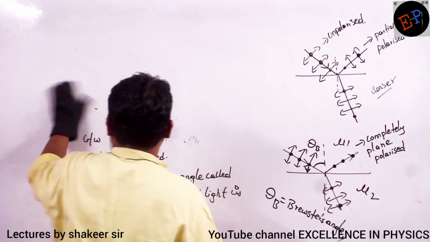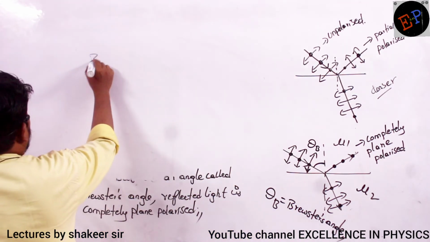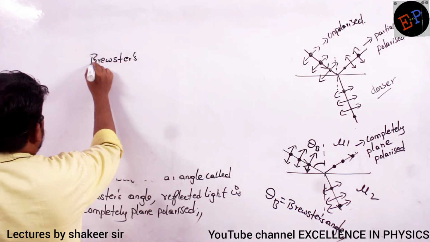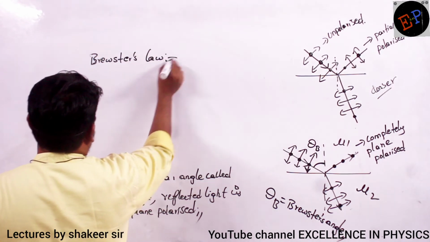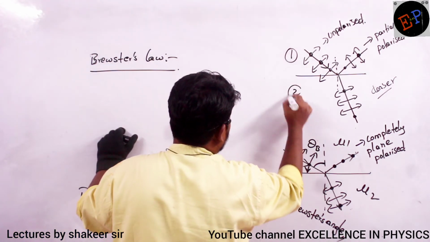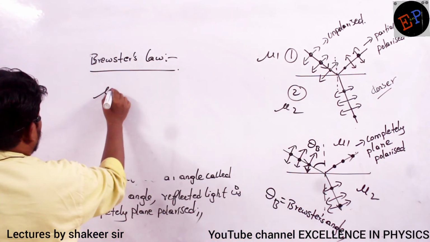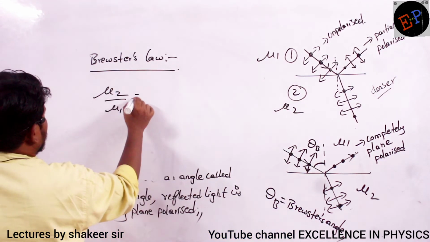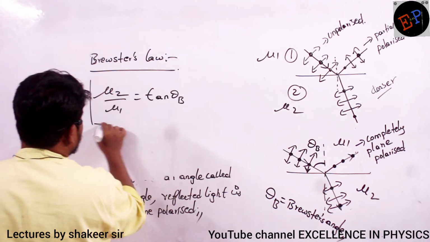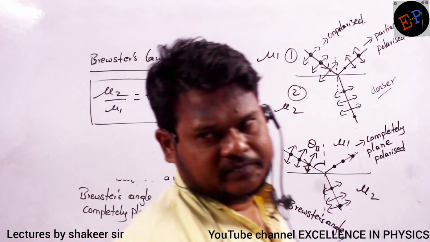Brewster's law says that, this is my first medium, this is my second medium. Refractive index mu1, refractive index mu2. So mu2 divided by mu1 is equal to tan theta b. This is called Brewster's law. Are you able to understand?